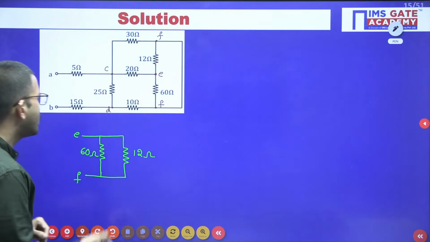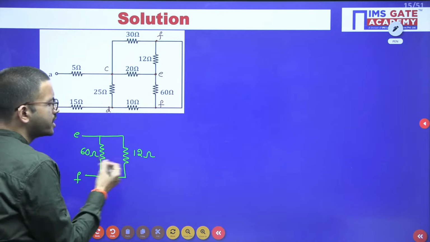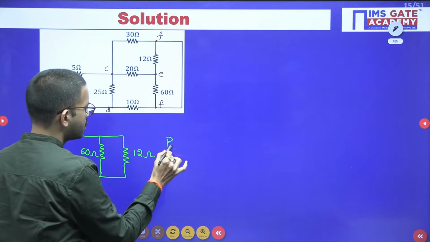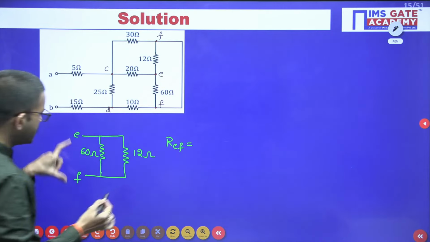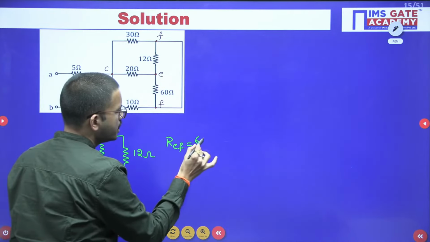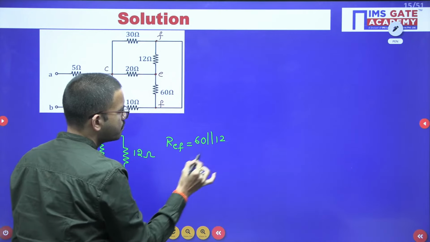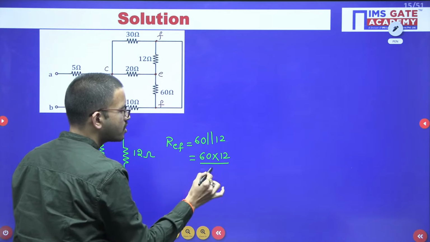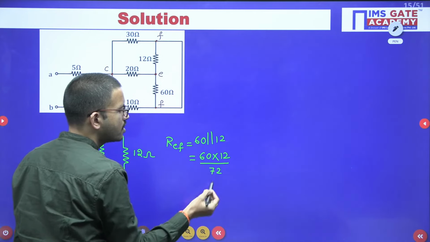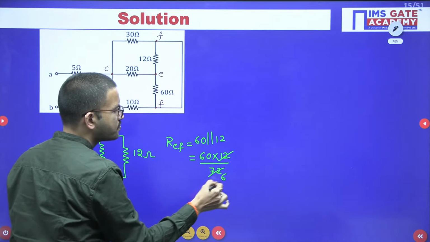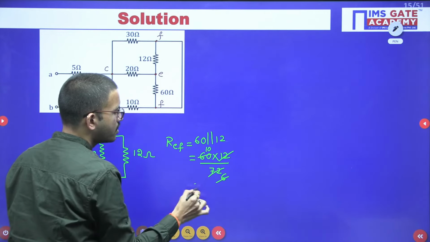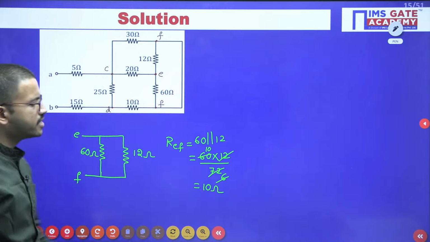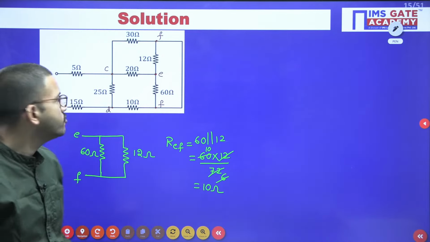Yeah. So now 60 ohm and 12 ohm, these two are connected in parallel. So now we can represent the resistance across the E and F terminals as 60 in parallel with 12. That means 60 into 12 divided by 60 plus 12. Directly I am writing 72. So 12 6s are 72, 6 10s are 60. So you are going to get this overall resistance, which you can now represent simply as 10 ohm, right?